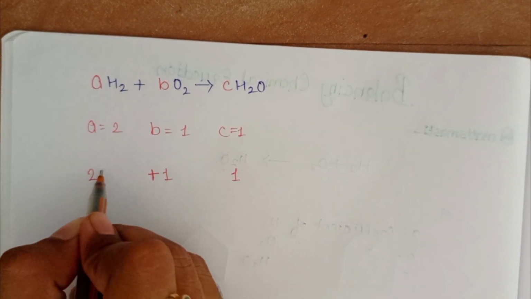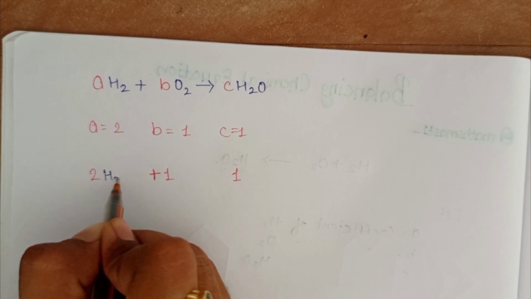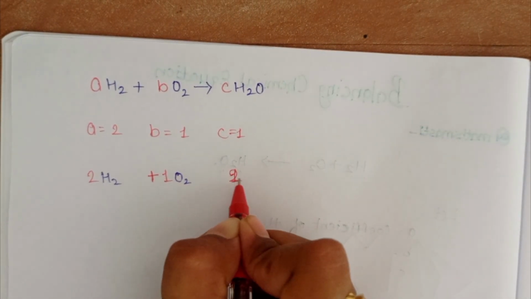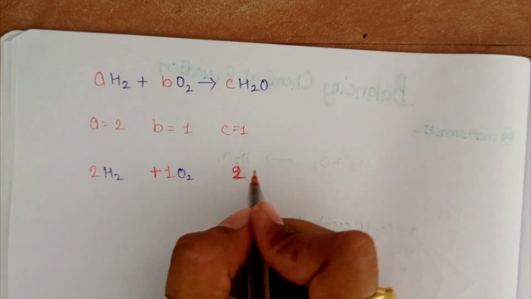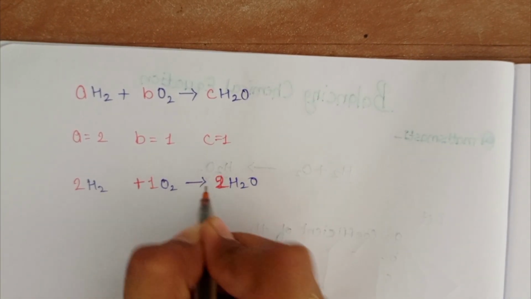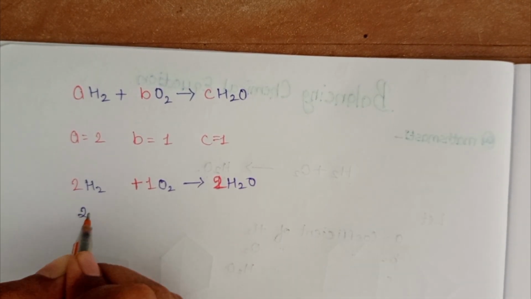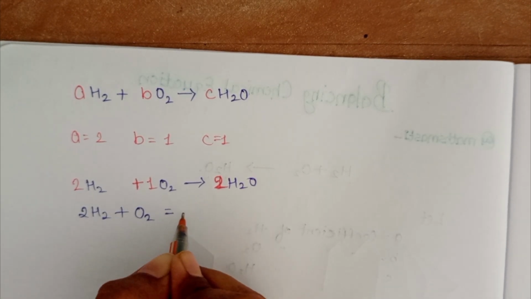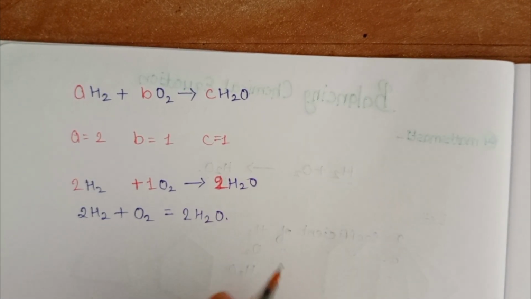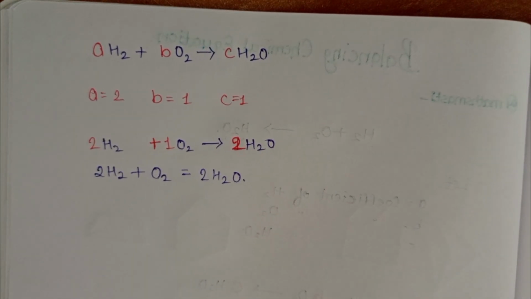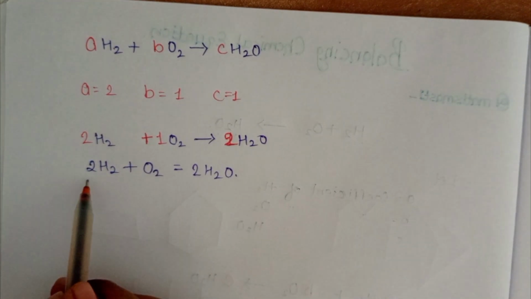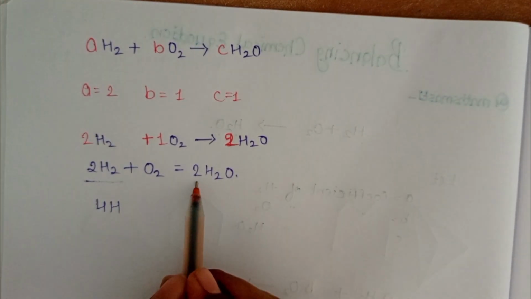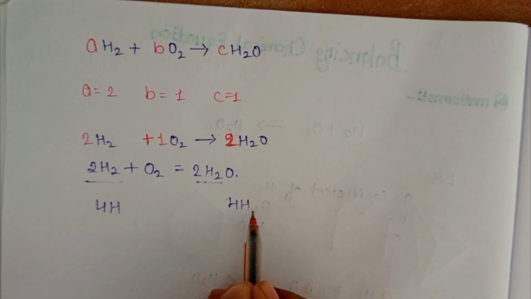On putting the elements, H2 here, O2 here, sorry, we have 2 at the C, so we will get H2O here. The complete balanced equation is 2H2 plus O2 equals 2H2O. Now here we can see that there are 4 hydrogen atoms on the left hand side and 4 hydrogen atoms on the right hand side.